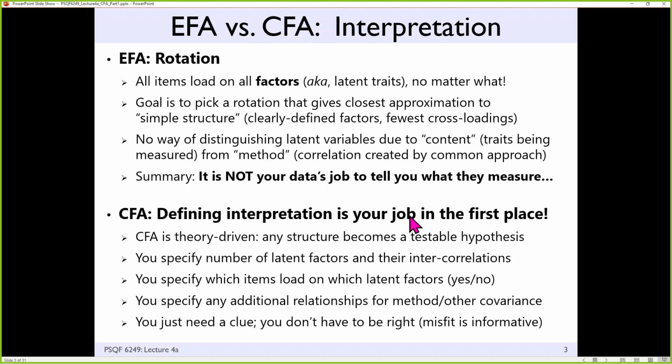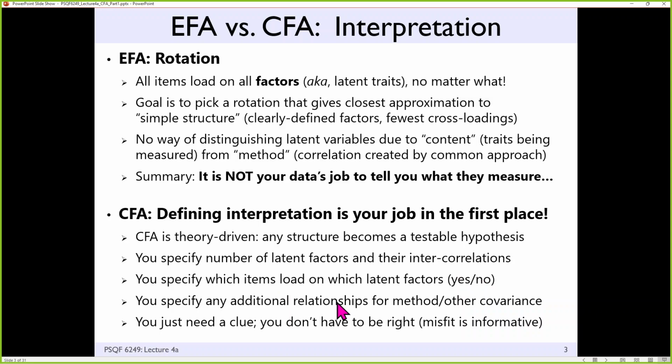So it's our job in CFA to say what we think the data are measuring and then prove me wrong. So it's theory-driven. Any structure becomes a testable hypothesis. You specify how many factors and whether or not they're correlated or what pattern they're correlated in. You can specify which items load on, that means relate to, the factor. The factor is the predictor. And it's usually phrased as a yes-no thing, but there are exceptions in like Bayes land, for instance.